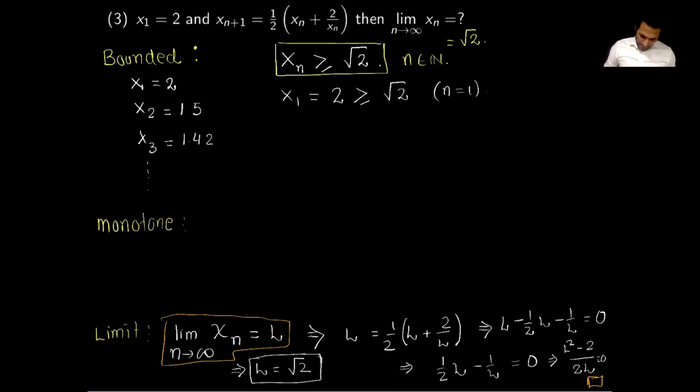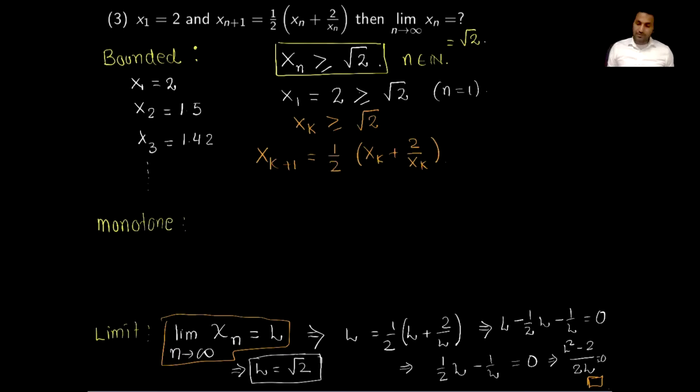Now I am going to assume that my result is true for the k case, or in other words, my xk term of the sequence is always greater than or equal to the square root of 2. So now I need to prove that the xk plus 1 term, which can also be written as 1 half times xk plus 2 divided by xk, is always bigger than or equal to the square root of 2.